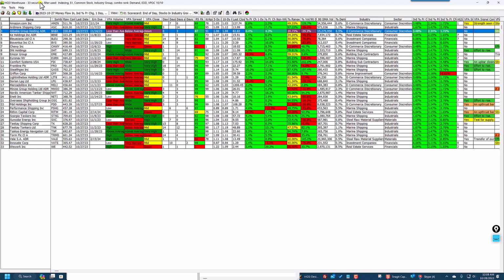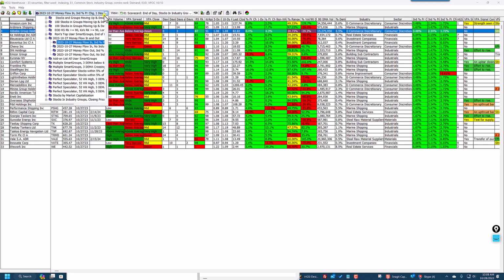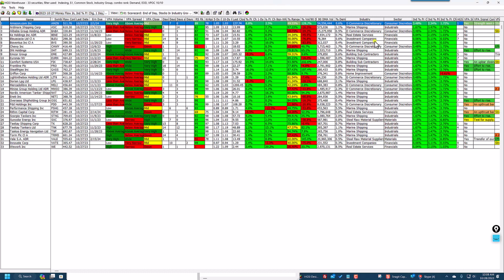I'll bring this up. Okay, now you can see that I am using the top money flow, which requires an industry percentage price change 1 day and beginning of the week. Those both have to be green for the industry group. And look, only 33 securities are in industry groups that are up both for the day and since the beginning of the week.